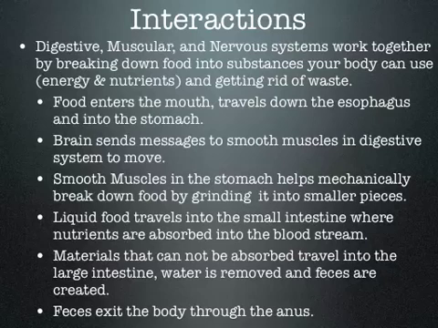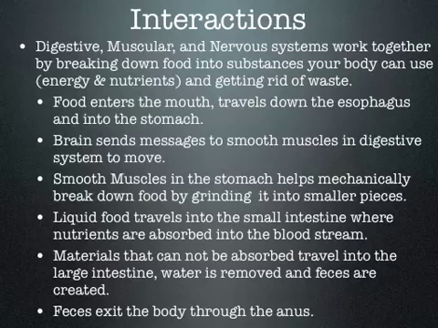So first, food has to enter through the mouth and travel down the esophagus and into the stomach. The mouth, esophagus, and stomach are all part of the digestive system. Your brain is automatically sending messages to smooth muscles in your digestive system to move. So there are smooth muscles that line your esophagus and your stomach. And those muscles help the food get down your throat and into your stomach.